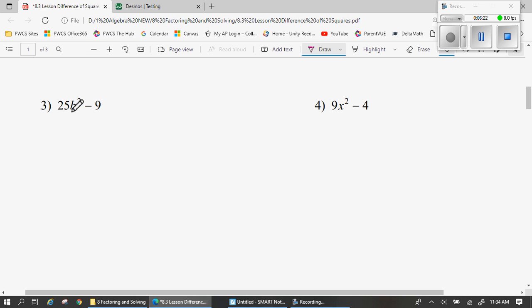So here I have 25 as a perfect square. 9 is a perfect square. We're subtracting. It's got to be subtraction. So we have a difference of squares. So we're going to have two factors, one that has a plus in it and one that has a minus. Each of them is going to have a b before the operation.